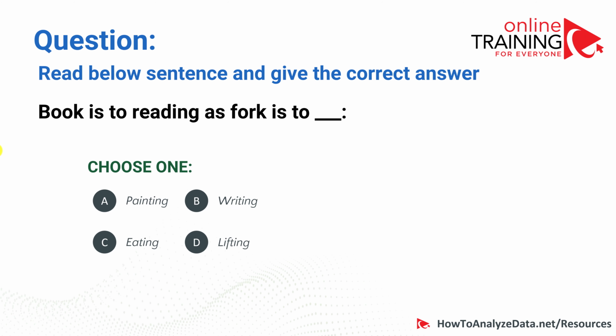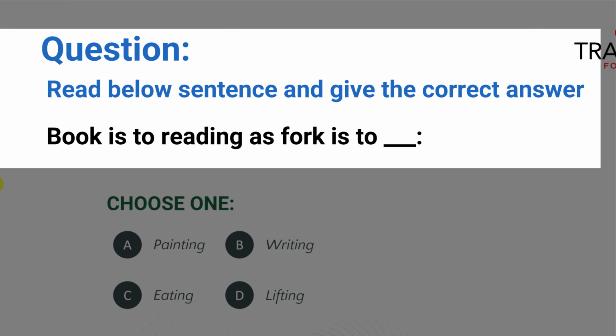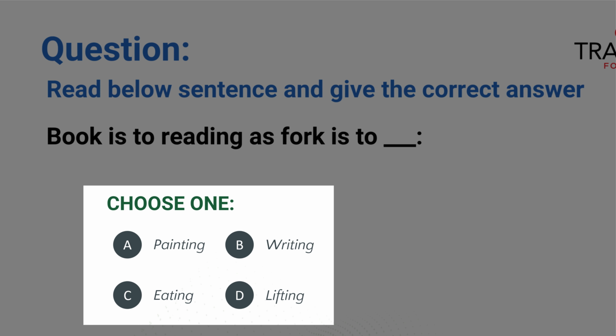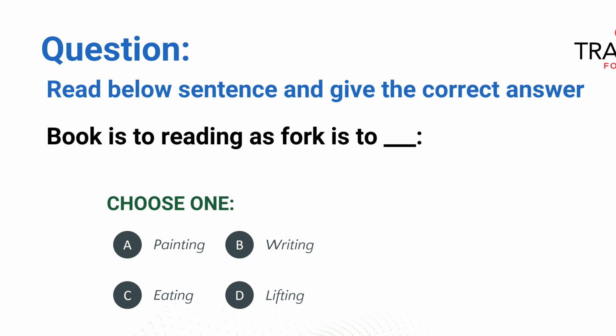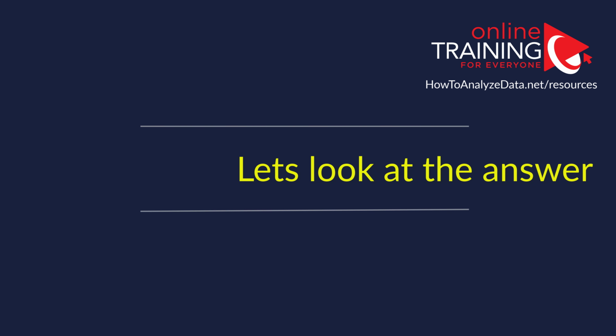Now let's look at the reasoning question where you need to complete the sentence. Read the below sentence and give the correct answer. Book is to reading as fork is to, and then you need to pick one of the 4 choices. Painting, writing, eating, and lifting. So what do you think is the right choice? I think it's pretty obvious here. But let's look at the right answer.